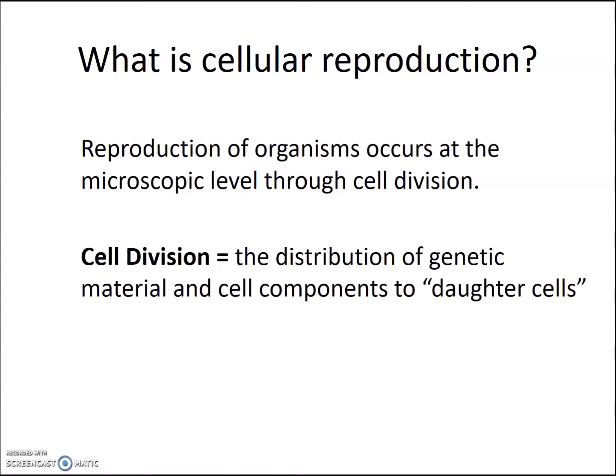Cell division refers to the distribution of genetic material and cell components to the new cells, which we term daughter cells. Daughter cells are the new cells that are produced from the parent cell prior to cell division.